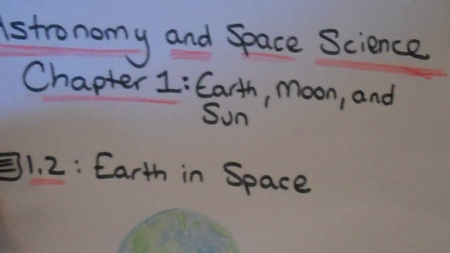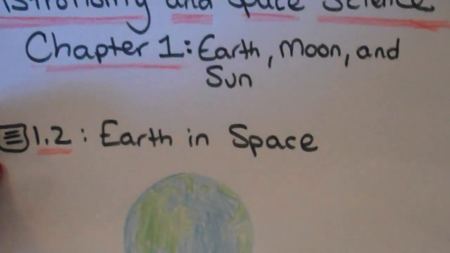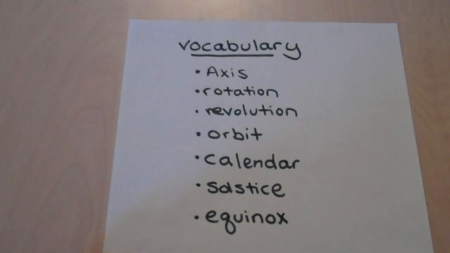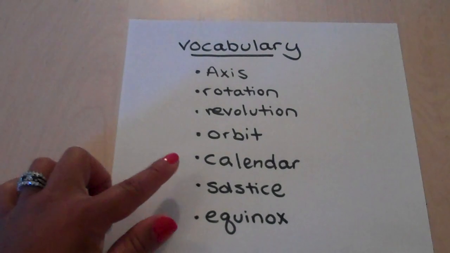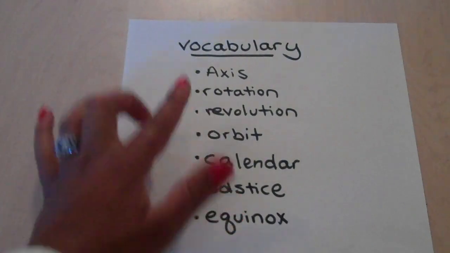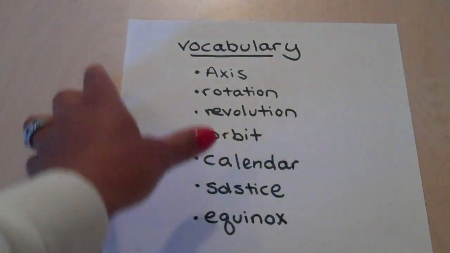Okay, welcome. Now we're going to do the next section out of our astronomy, chapter 1, Earth, Moon, and Sun, from section 2, Earth in Space. Before you get to the notes, I want to make sure it's clear that you should have all of these words defined in your notebook: axis, rotation, revolution, orbit, calendar, solstice, and equinox. All of these words should be complete. If they're not, pause the video, go to your glossary, and put all of these down so you have at least that done. That's the basics you should have. Once you're all set with that, let's get started.